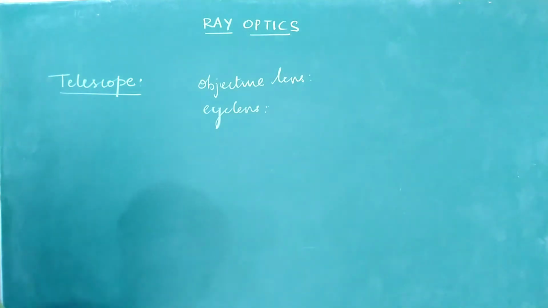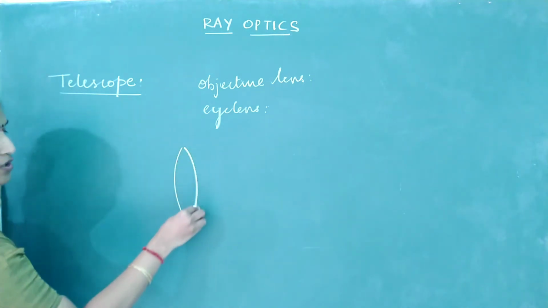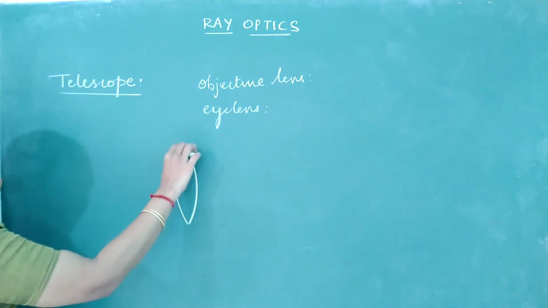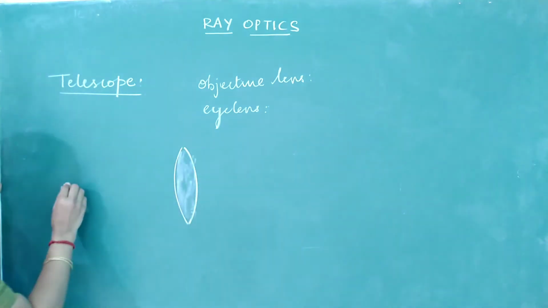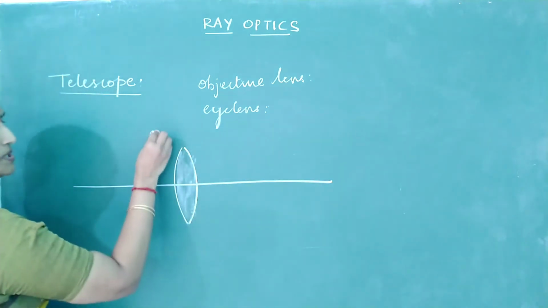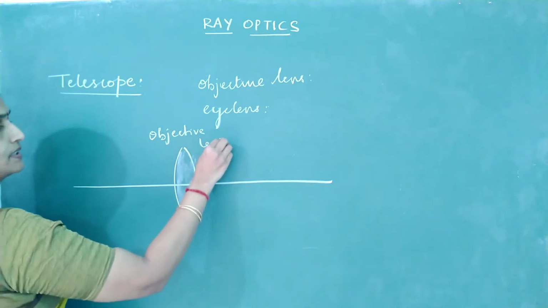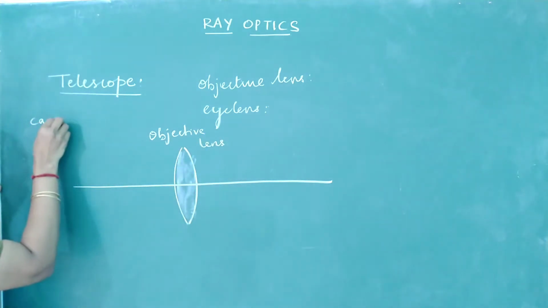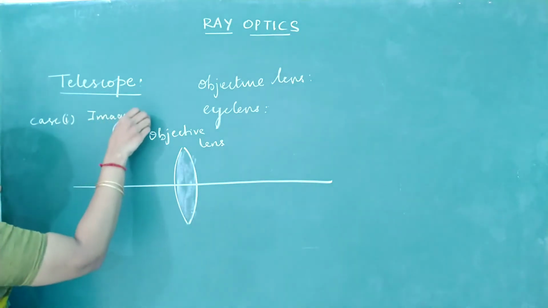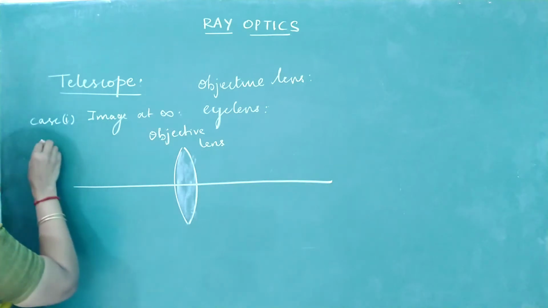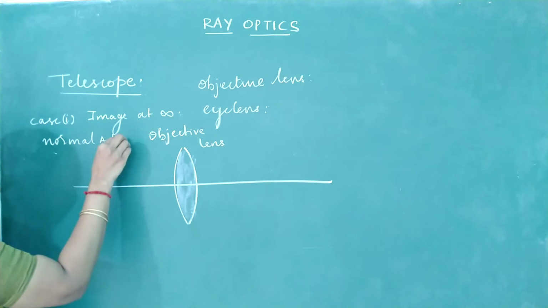Since your object is at a large distance from us, the first lens which is facing the object is large in aperture. To get enough intensity of the image, we take a large aperture for the objective. This is your objective lens. We will study the first case here, case 1, when the image is at infinity. What do you call this adjustment? When the image is formed at infinity, we call this normal adjustment.